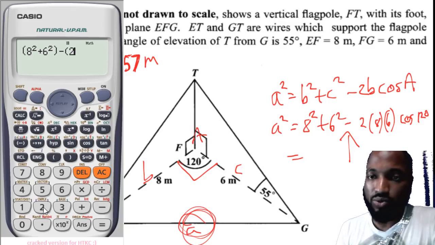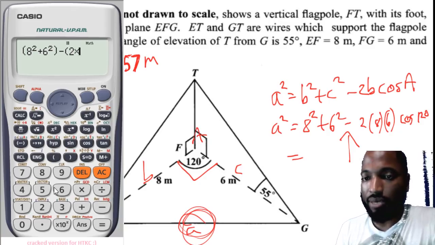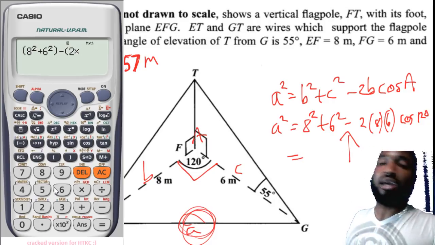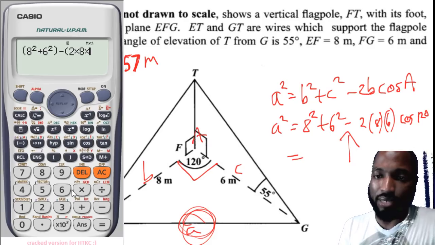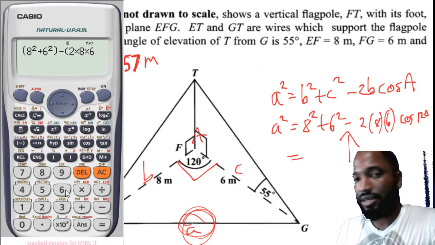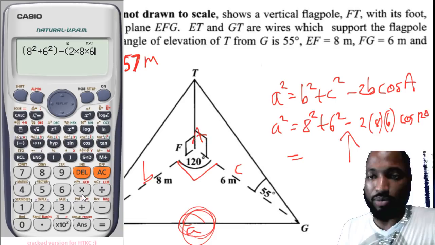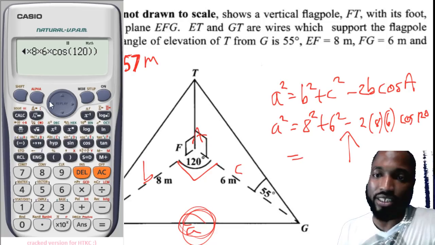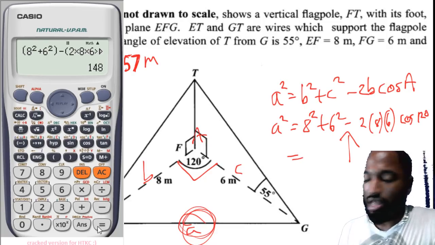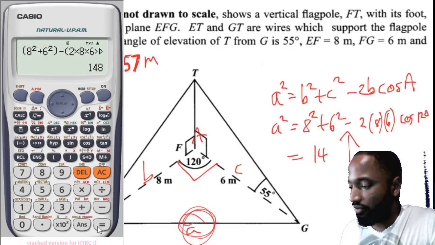So this will be 2 times AB, 8 times 6. I'm already seeing 8 times 6 in my mind, so let me put 8 times 6. And then also multiply by the cos of 120. Make sure my calculator is in degrees. Close it up. I have to put extra brackets inside the brackets. Understand? Then I press equal. I'm getting 148.